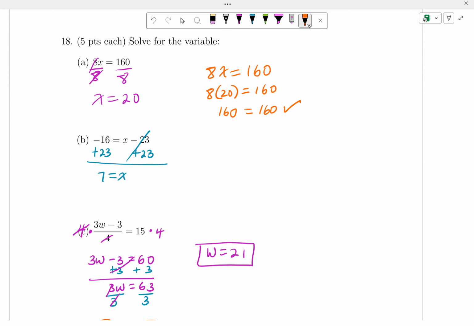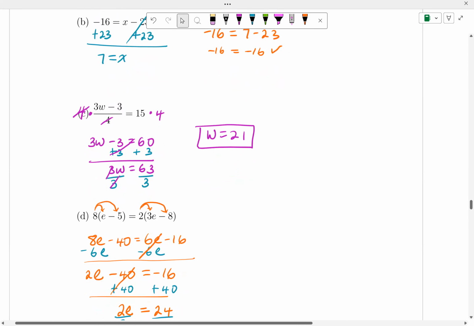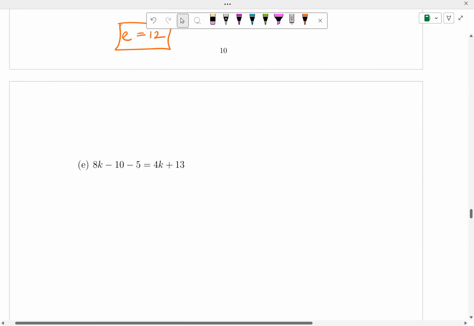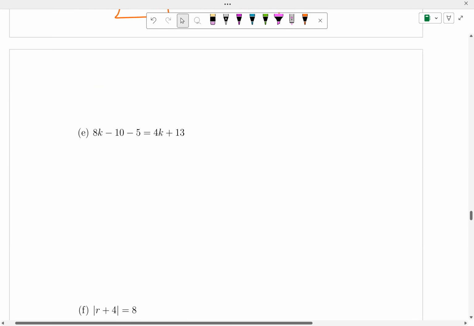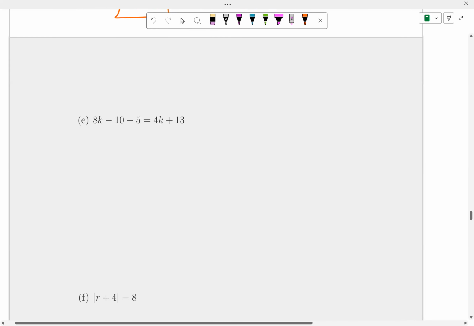Why don't we test the second one also, just to give you guys 2 examples of this. Again, take what your answer was and plug it into the original equation. So we are testing negative 16 equals, our x value was 7, minus 23. 7 minus 23 is negative 16. Yes, and negative 16 really does equal negative 16. That's proof that these answers are correct. You can do that for any of these that involve solving. Okay, so let's do the next one.